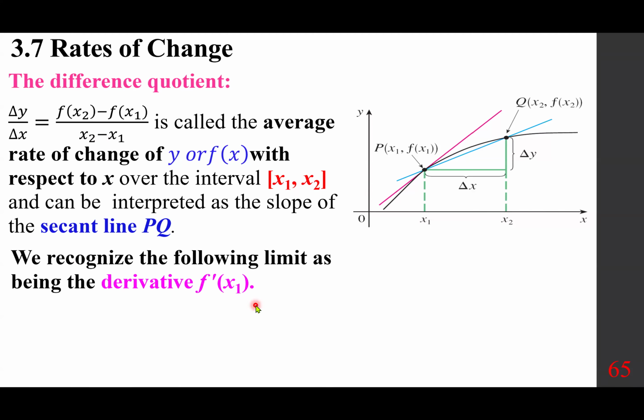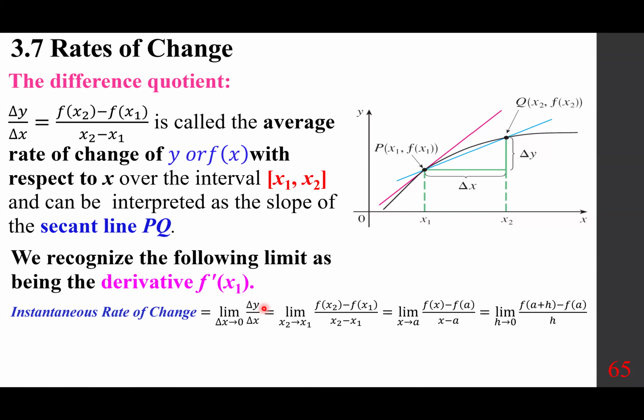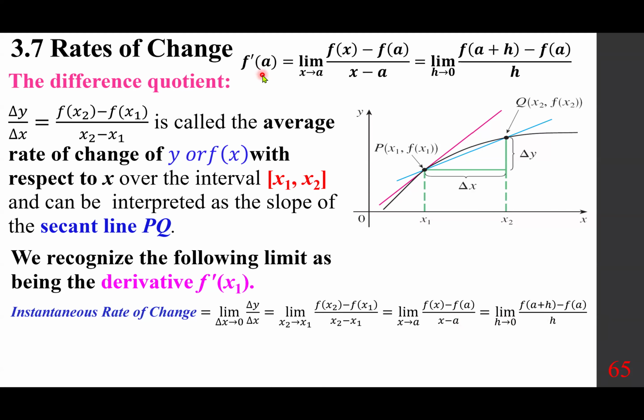We recognize the following limit as being the derivative, f prime of x1. Various ways of defining the derivative at a specific point. For example, we've seen these two, and I remind you, this is known as the slope of a tangent line. m or f prime of a is the limit of f of x minus f of a over x minus a as x approaches a, or limit of f of a plus h minus f of a over h as h approaches 0. They mean the same thing.